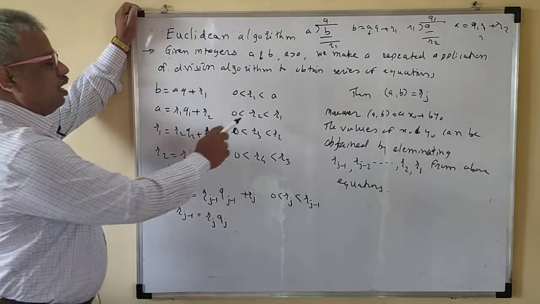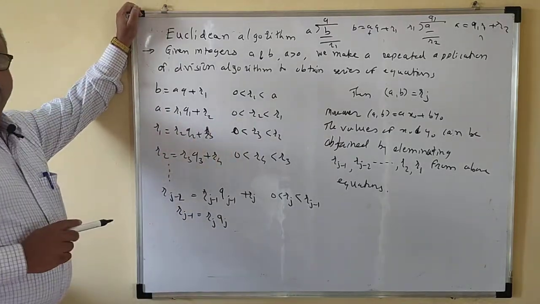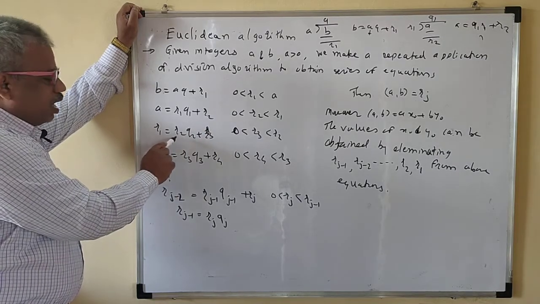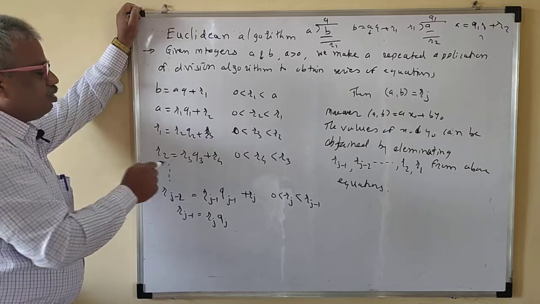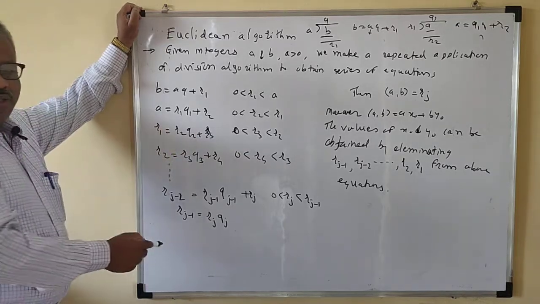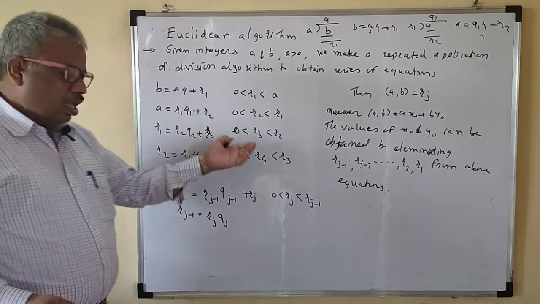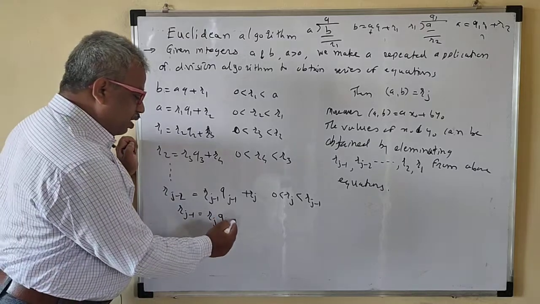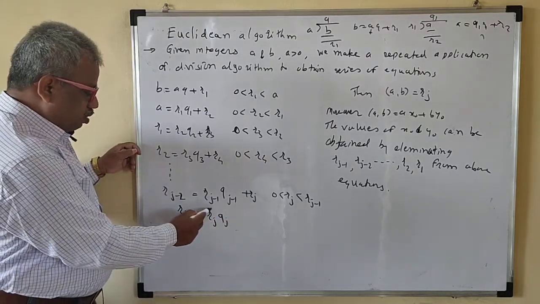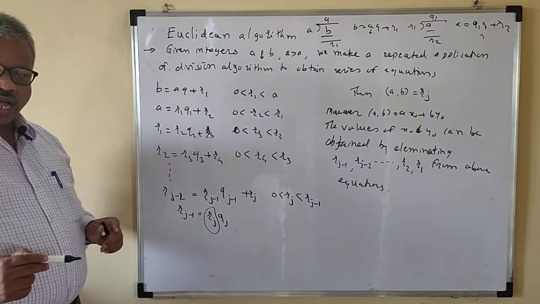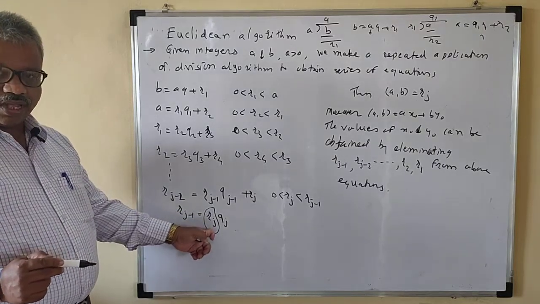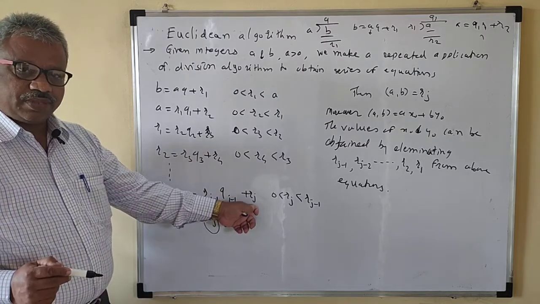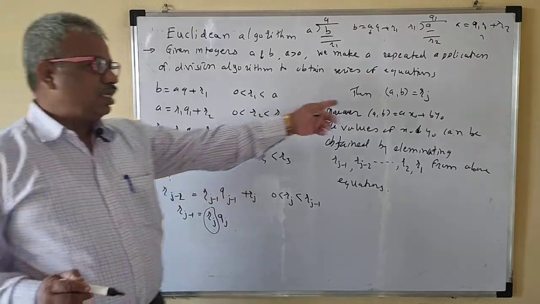Then you apply the division algorithm for R2 and R1. R1 is greater, so you are dividing R1 by R2. Then your quotient is Q2 and the remainder is R3. In the same way, after some stage, you get a remainder 0. So when we get a remainder 0 here, then the previous remainder is Rj. Rj is the last nonzero remainder, right? So then Rj will be the GCD of A and B.